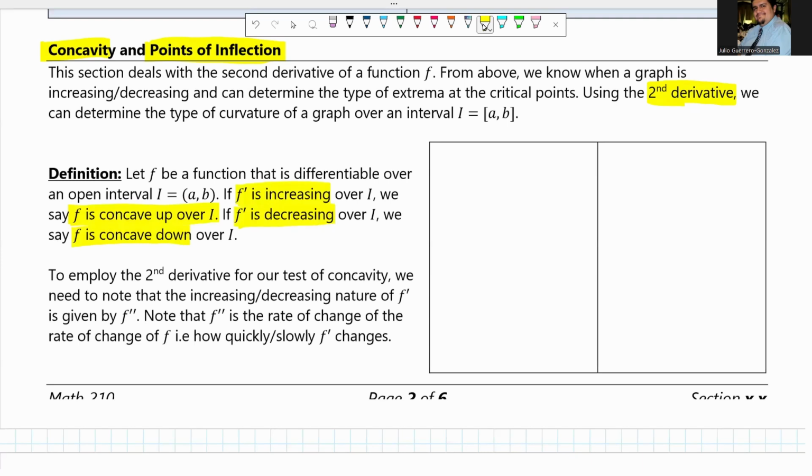Okay, so remember our second derivative is the derivative of the derivative. And remember that the first derivative is a rate of change, right? So that means the second derivative is the rate of change of the rate of change. Got it? Another way to say this is the second derivative is giving us how quickly f prime is changing. So how quickly the slopes are changing. Okay?